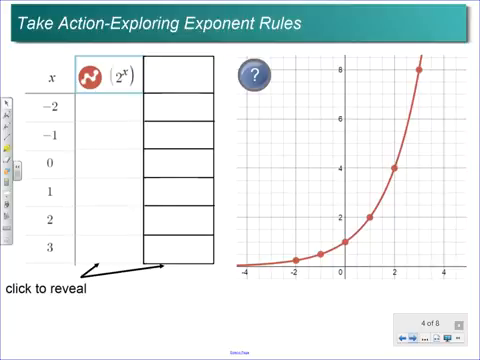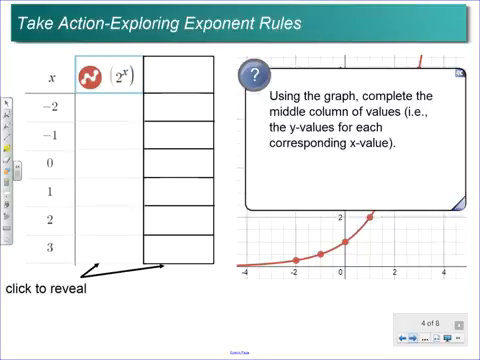So here's a little foreshadowing of what's to come. What I'm going to have you do is consider the following question. I would love for you to use the graph, and I want you to complete the middle column, this column right here labeled 2 to the x. These are your x values here, and these are otherwise going to be known as your y values. So I want you to try to complete those.